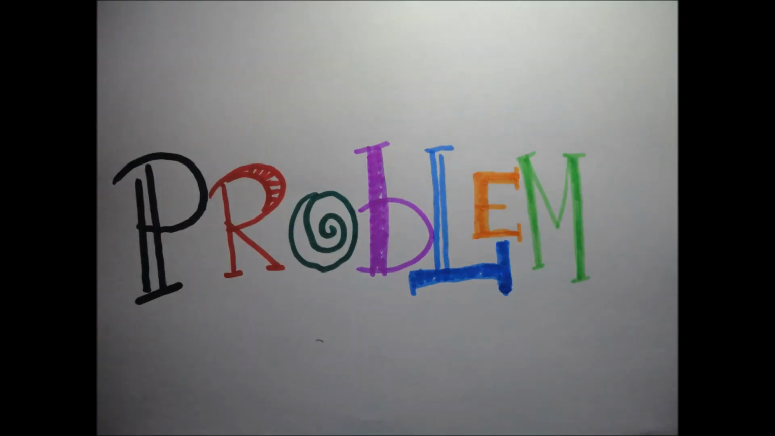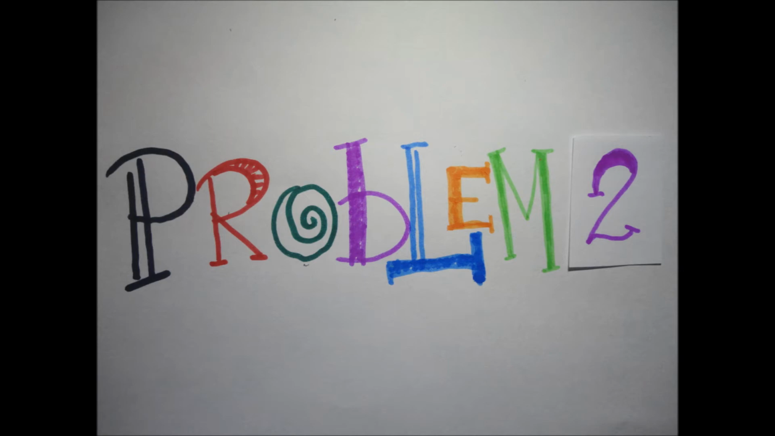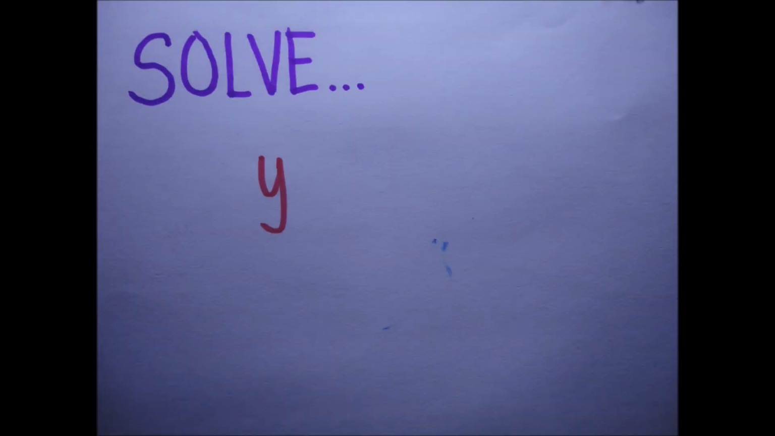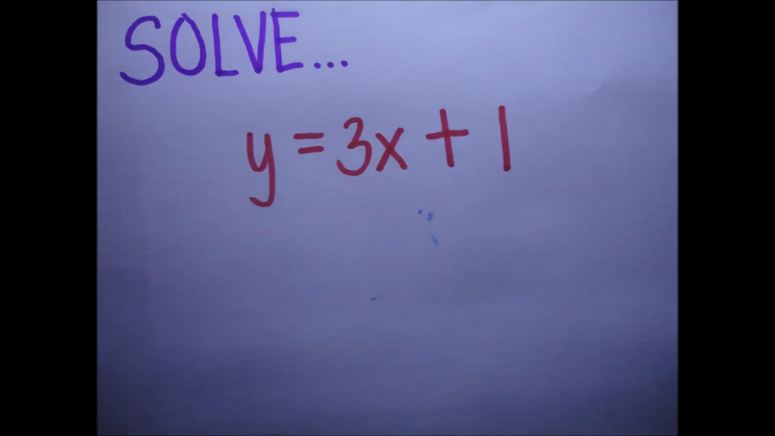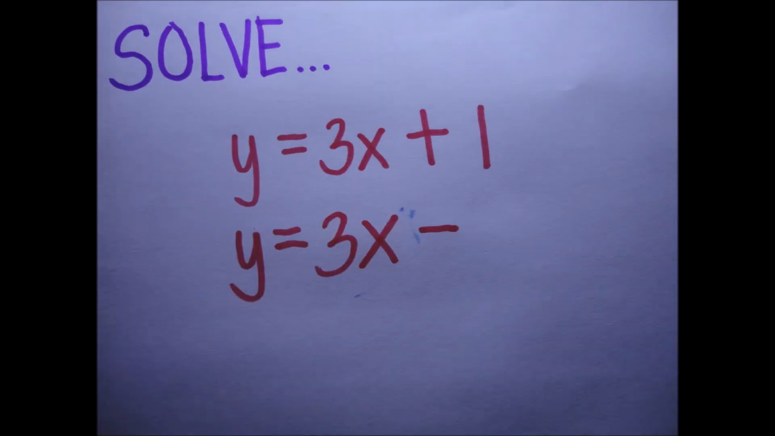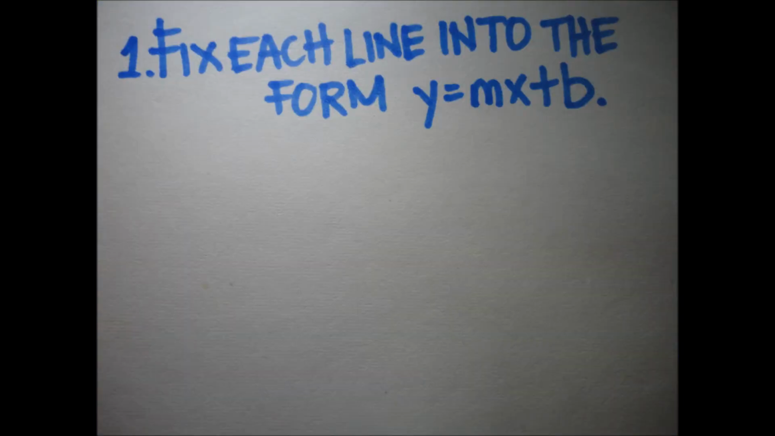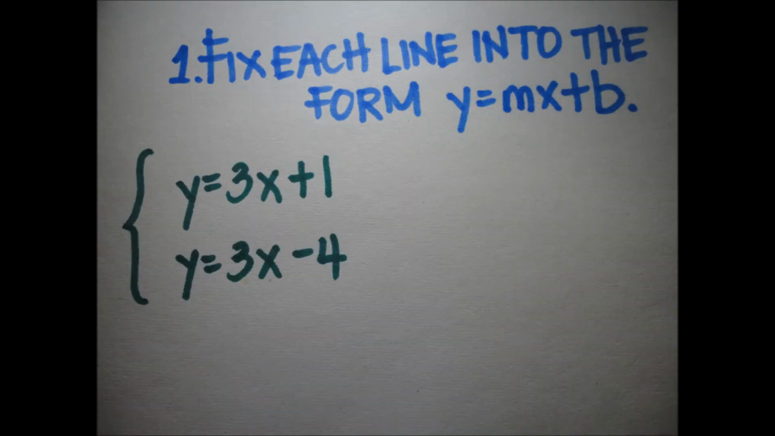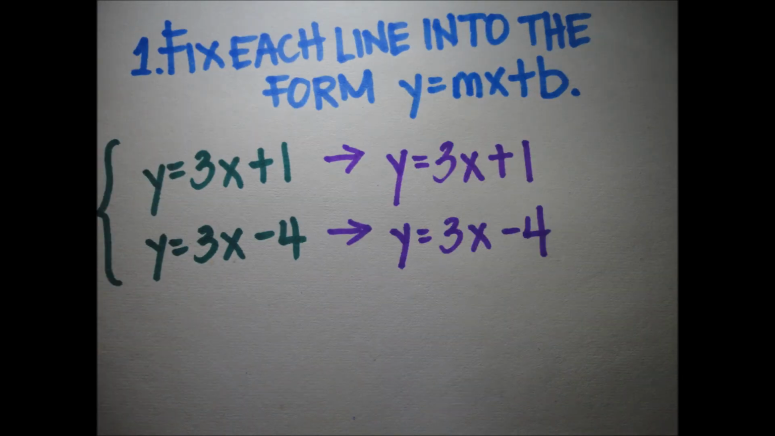Problem number 2. Solve y equals 3x plus 1 and y equals 3x minus 4. First thing we need to do is fix each equation into the form y equals mx plus b. So, y equals 3x plus 1 and y equals 3x minus 4 still remain the same, since they were in the form y equals mx plus b to begin with.